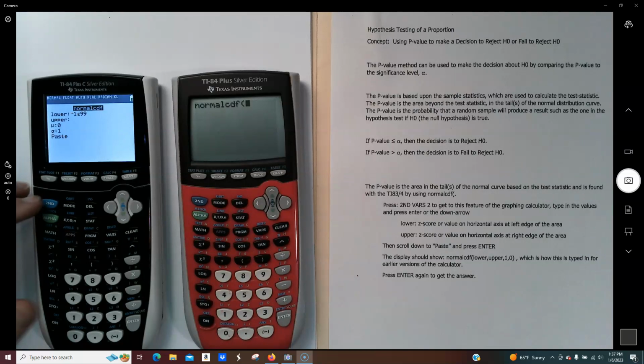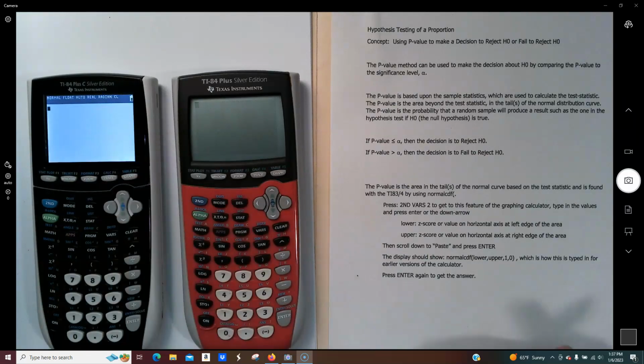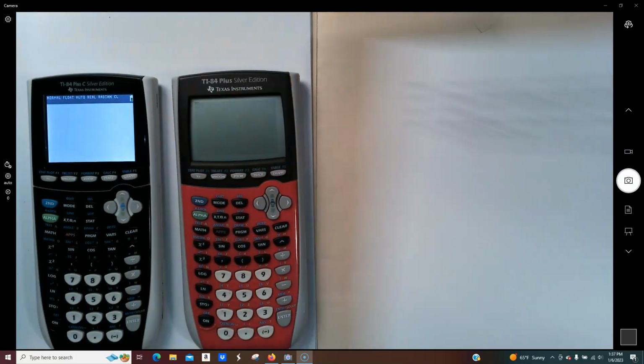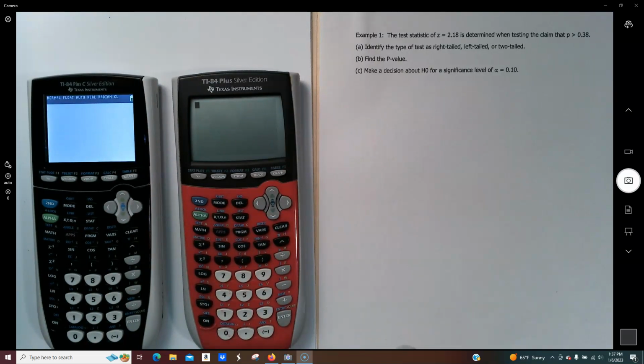We're going to go ahead and clear off the screens of the calculator for right now so that we can do an example. For this example, we've got a test statistic of z equals 2.18. Remember that with a proportion, your test statistic is a z, and we use normal CDF. Our claim is that p, the population proportion, is greater than 0.38.